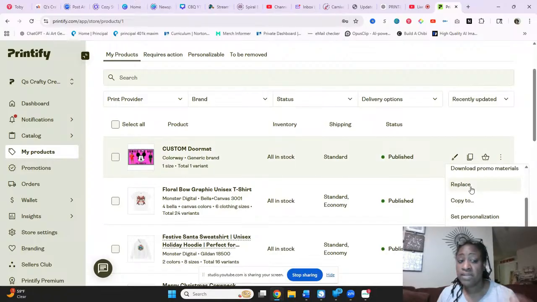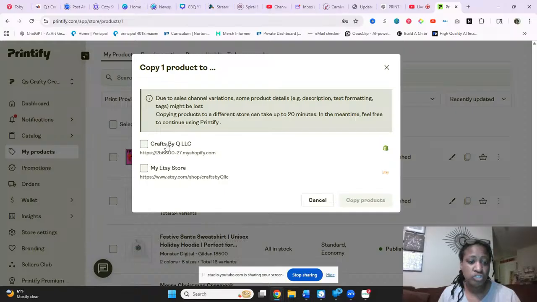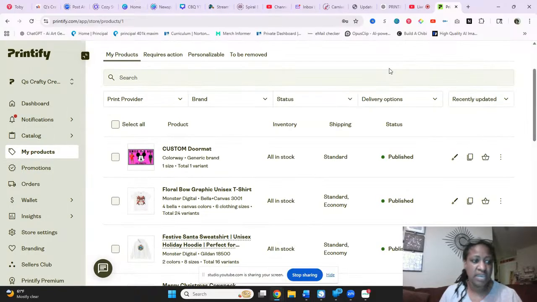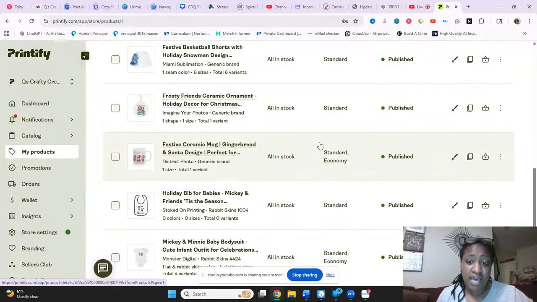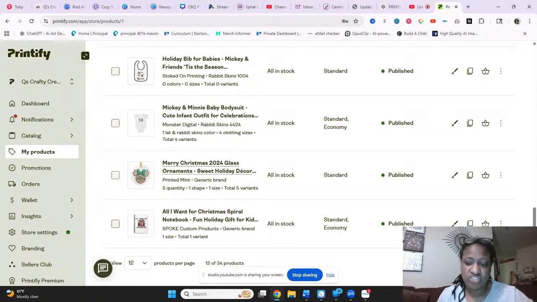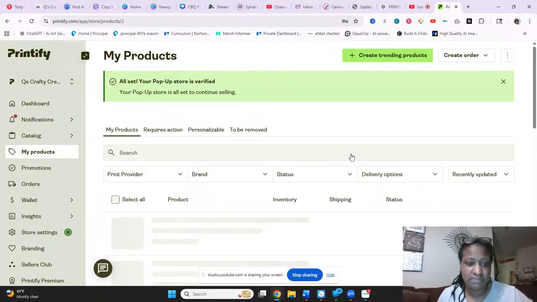You can replace it, which means change out the design, and then copy to. So it's in my pop-up shop now. If I copy to, I can take it over to my Shopify store and my Etsy store, and it does it automatically. Everything goes over. So I like Printify. I do. I'm not using it like I should or can, honestly.